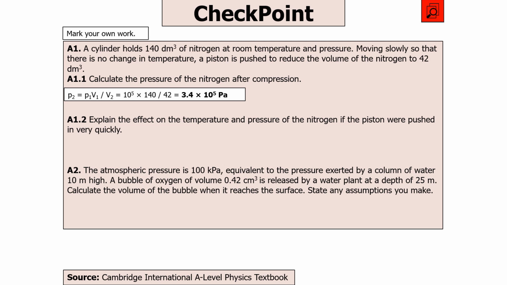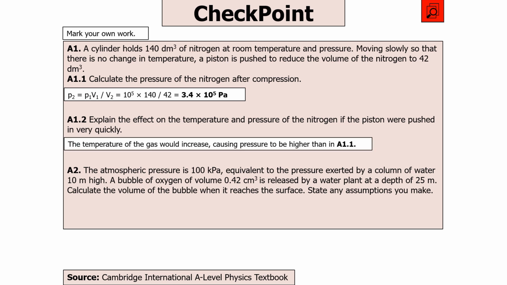Remember, you don't have to change the units because it's just a ratio. Now we know that PV equals a constant, so what else do we know about that? The other way around, we can link pressure and temperature as well. So when the temperature of the gas increases, that will cause the pressure to be higher than in the previous question.